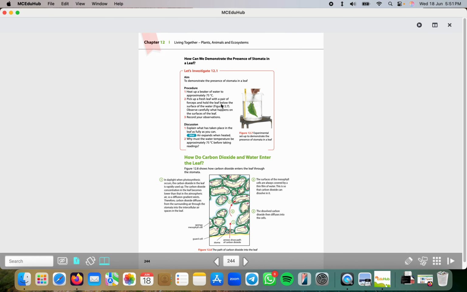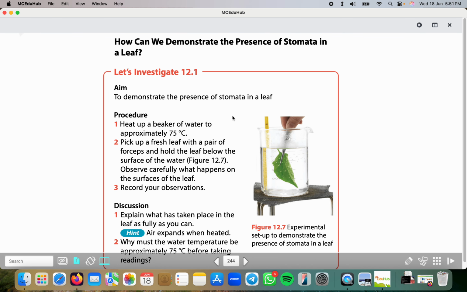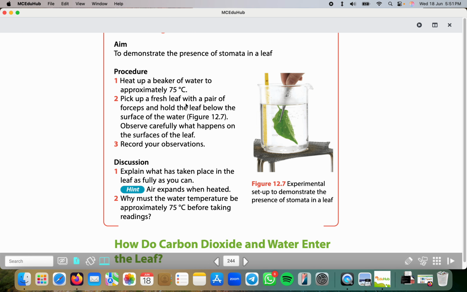Okay, so how can we actually demonstrate the presence of stomata in the leaf? Okay, so what we're going to do is we warm up or heat up a beaker of water to about 75 degrees Celsius. We take a fresh leaf and hold the leaf. Usually you hold it upside down and observe what happens. Okay, so you'll start to see bubbles that are being formed on the surface of the leaf.